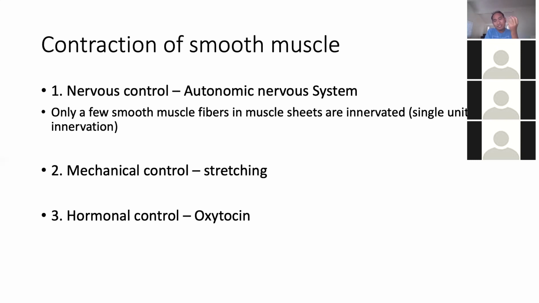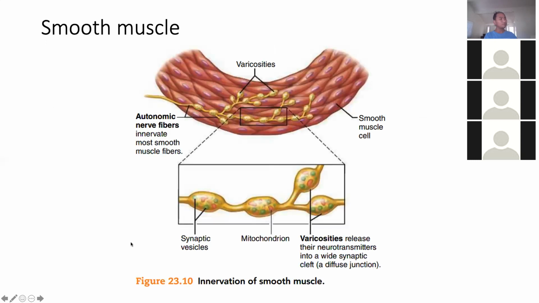Because when there is labor, the hormone oxytocin from the pituitary will go up, and then this oxytocin will make the smooth muscle contract and push the baby out. The baby stays inside the womb, so it cannot get out. If it gets pushed again, then it will just stretch again. So that is what we call the positive feedback mechanism. So the smooth muscles are controlled by the nervous system, mechanical control, and hormonal control.